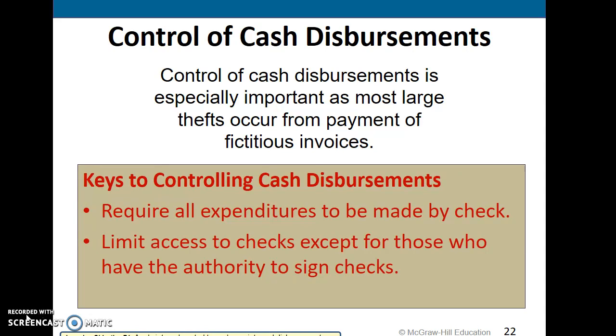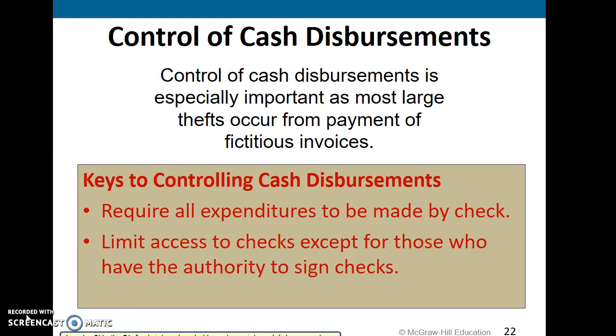That way we have a record of all disbursements. If we pay by cash, we have no proof. So using checks allows us to go back and reference those checks that were used for certain cash disbursements. Limit the access to checks except for those who have authority to sign the checks, basically saying if you don't have authority, you shouldn't have access to the checks.